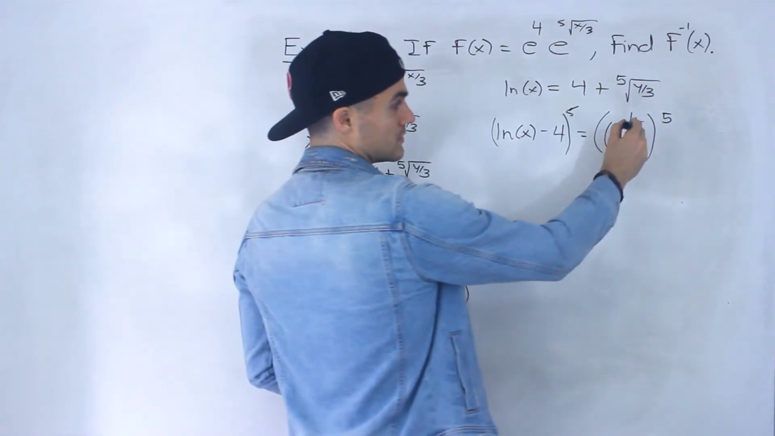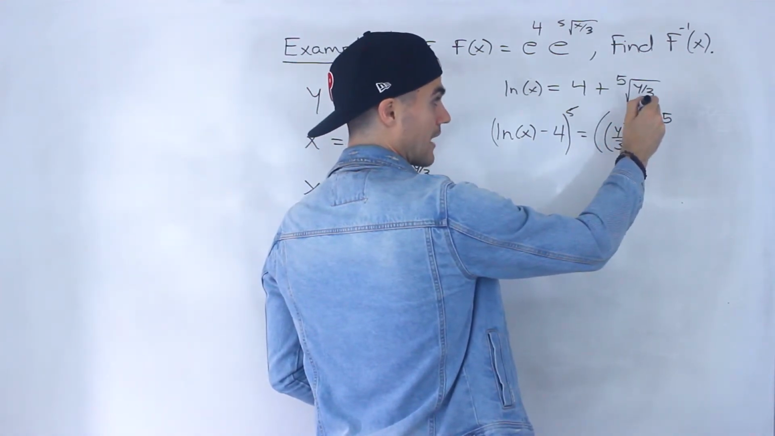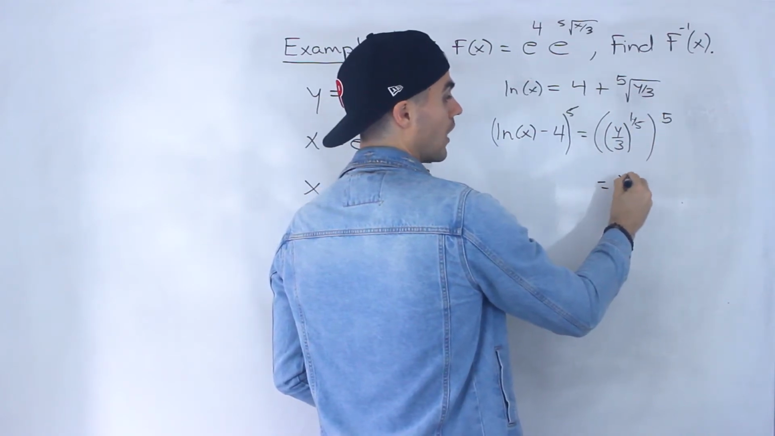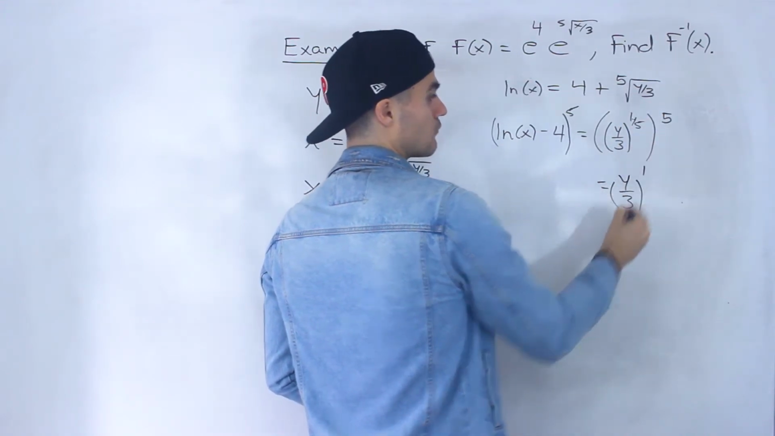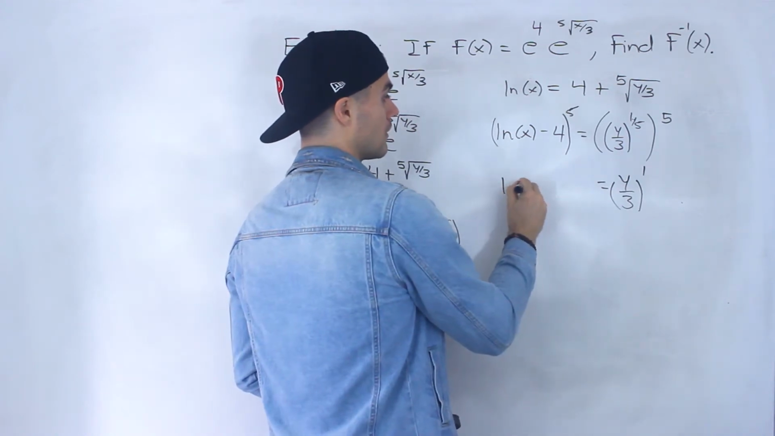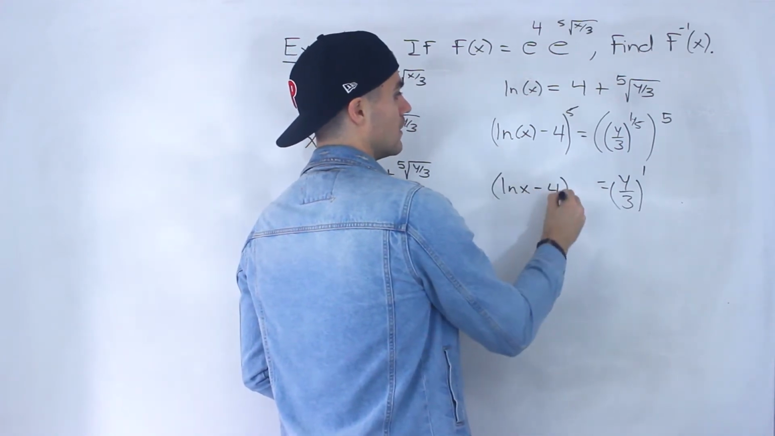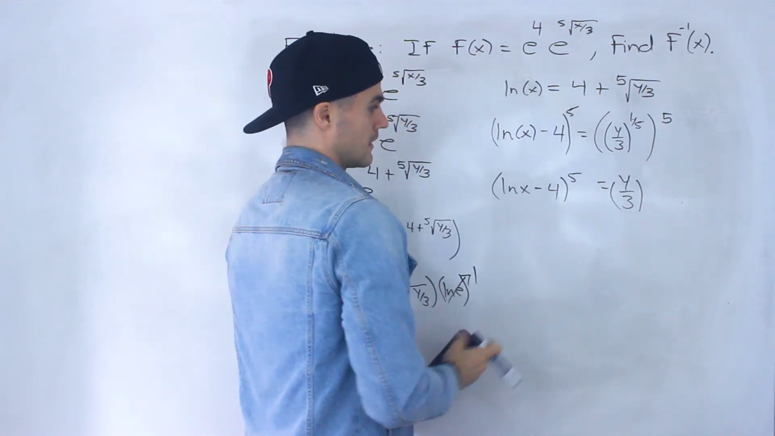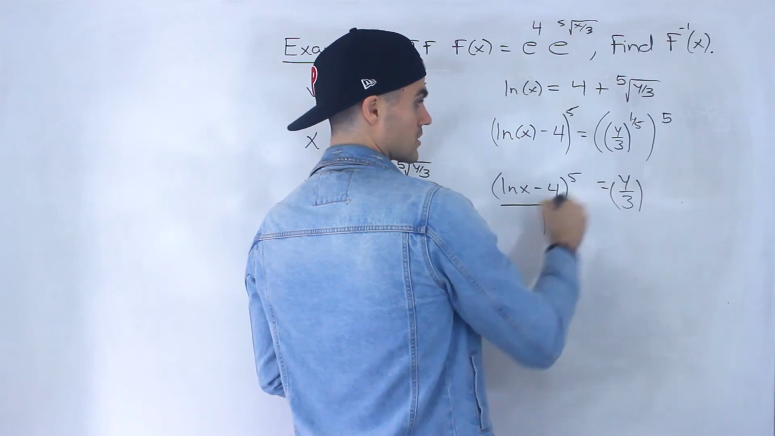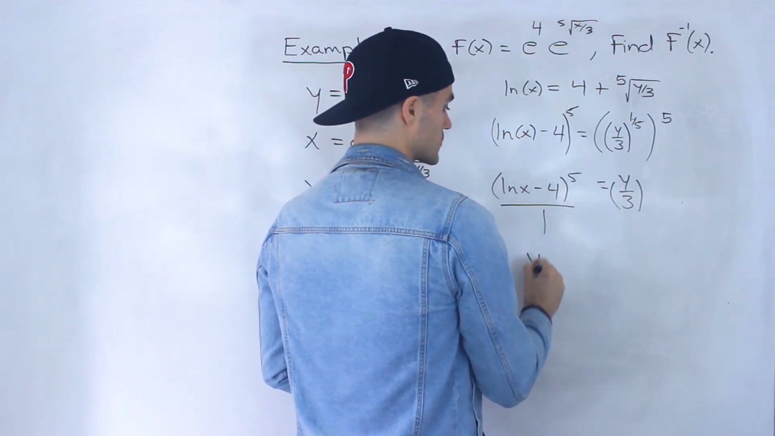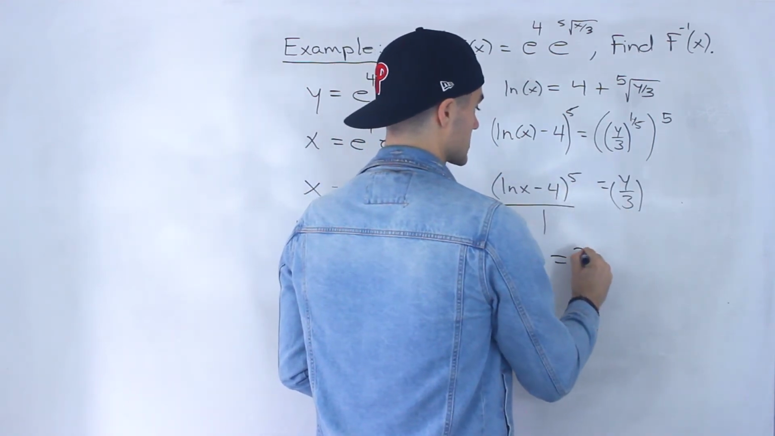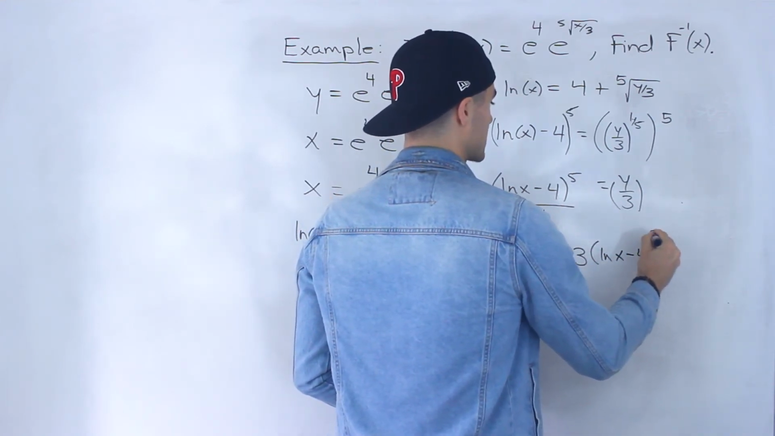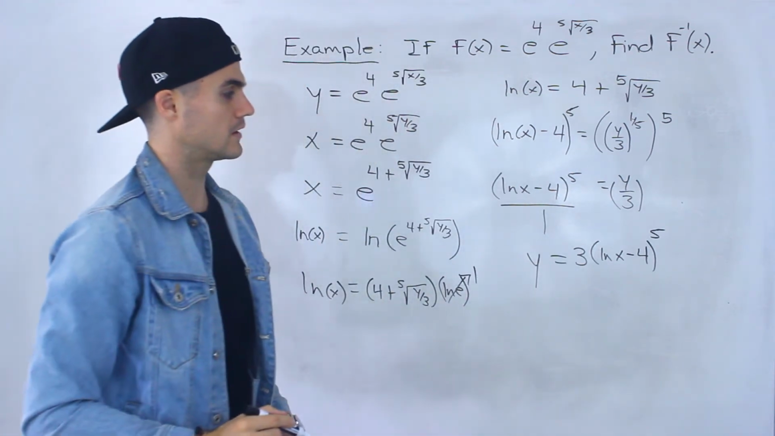The reason why we take it to the power of the reciprocal is that the original exponent times the reciprocal is always going to give us 1. So you'd have y over 3 to the power 1, and over here we've got ln of x minus 4 to the power of 5. And then this 1 here, we don't even have to write. And then what we can do is just cross multiply. So 1 times y gives us y, and then 3 times this expression. We can't really distribute that 3 inside the bracket, so we would keep them separate like that.